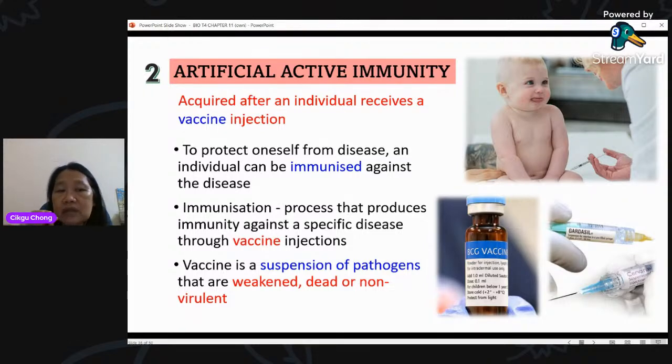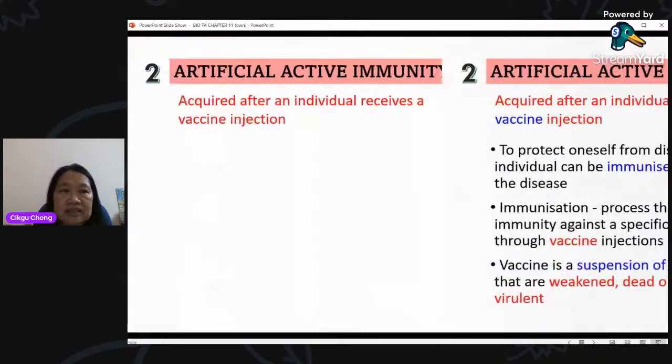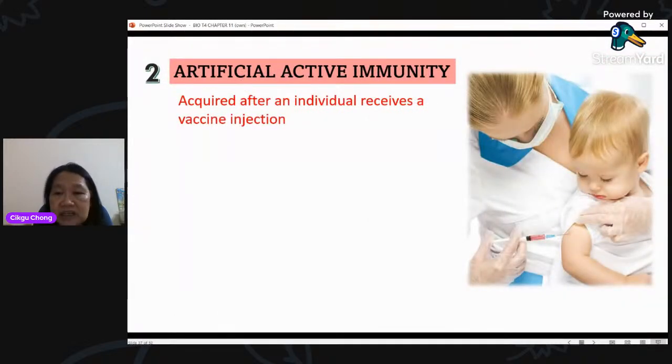But you need the antigen on the surface of this pathogen in order to trigger your lymphocytes to produce the antibody. So that's why you need the pathogen. Even though the pathogen is already dead, what you need is actually the antigen. Okay, next. Still on the same thing, number 2.